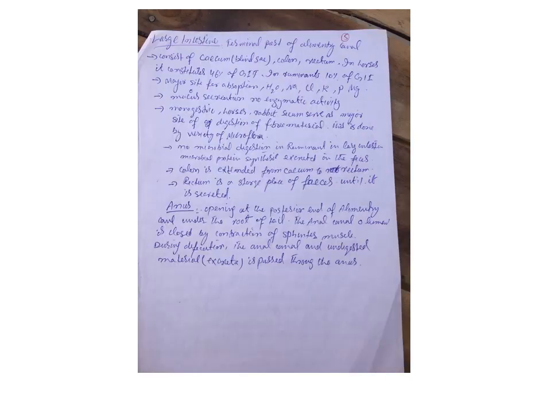The next part of the GIT is the large intestine. It is the terminal part of the alimentary canal. It consists of a blind sac called the cecum, the colon and the rectum. In horses, it constitutes about 46% of the GIT. In ruminants, it constitutes 10% of the GIT. It is the major site for absorption of water, sodium, chloride, potassium, phosphorus and magnesium. In the large intestine, mucus secretion takes place, but no enzymatic activity is found.